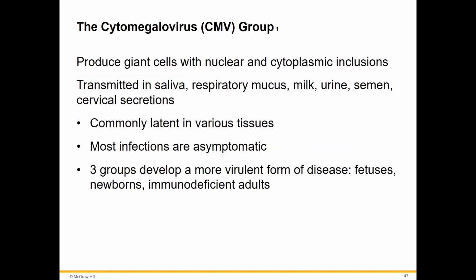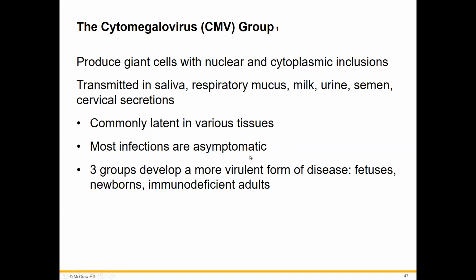I skipped treatment because you don't need treatment for this or even diagnosis. That's why we're just jumping right along. Our next herpes virus, double-stranded DNA viral condition, is cytomegalovirus. This is where you could see giant cells with both nuclear and cytoplasmic inclusion bodies. So that could be a histological question, like a pathognomonic question that it could ask. It can be transmitted via saliva, respiratory mucus, milk, urine, semen, cervical secretions, all kinds of ways it can be transmitted. We will see it latent in a variety of tissues.